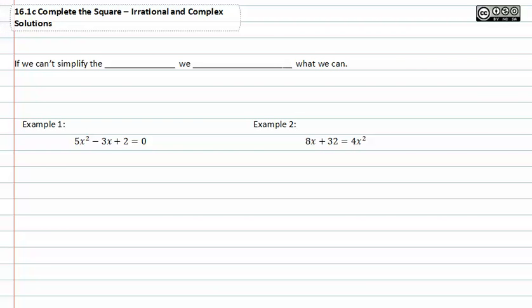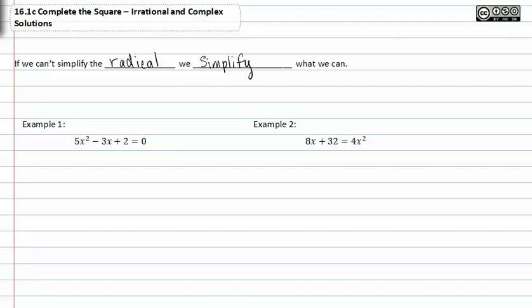Sometimes when we complete the square, we end up with things that aren't so nice and pretty, and we call these irrational and complex solutions. If we can't simplify the radical, we simplify what we can.